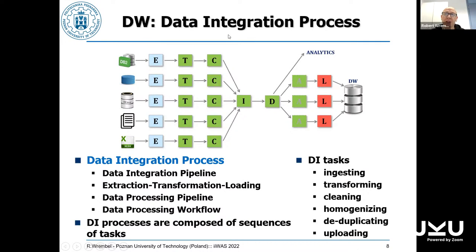Now let's focus on the data integration processes in the data warehouse architecture. As I said, there are ETL processes, extract, transform, load. These processes are also known as data integration pipeline, data processing pipeline, and some other names. These data integration processes are composed of sequences of tasks. And these tasks include ingesting data from data sources, transforming these data to a common data model, to a common format, cleaning data. I will return to this issue soon. Homogenizing, making them available in a common format, data and data model. Deduplicating, I'll raise this issue later on, and uploading to a data warehouse.